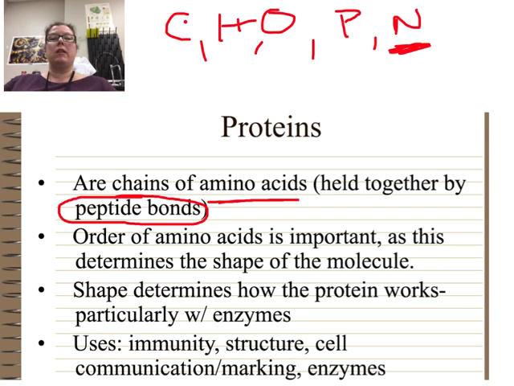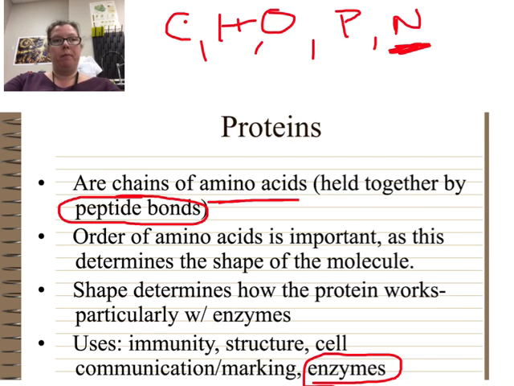In terms of uses, these have a lot of uses in the body. These are the workhorses of the body. They're there for immunity, right? That's what your antibodies are made of, proteins. They're there for structure. They're there for cell communication, marking, and even transport. And then the big one that we have another video about is enzymes. They act as enzymes as well.